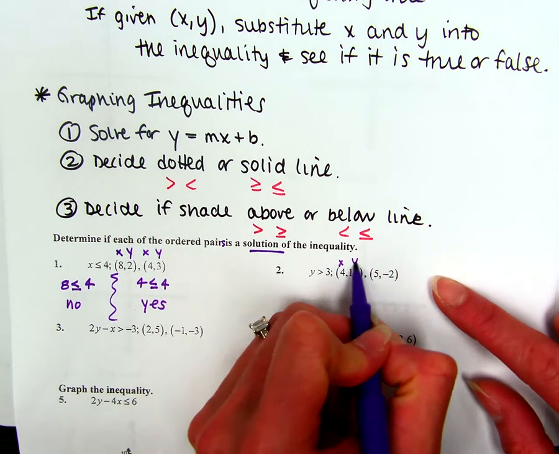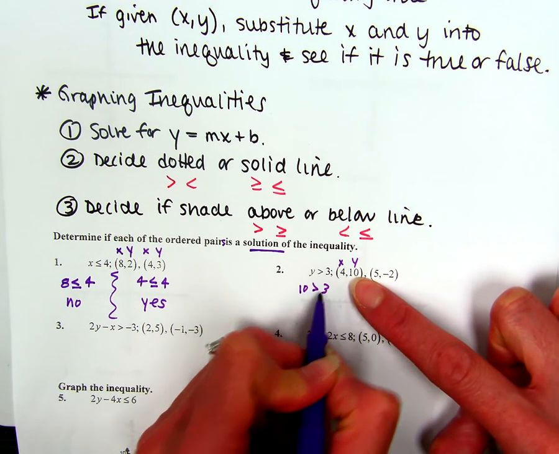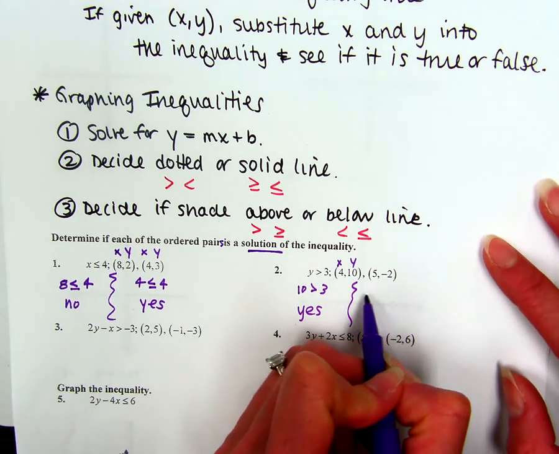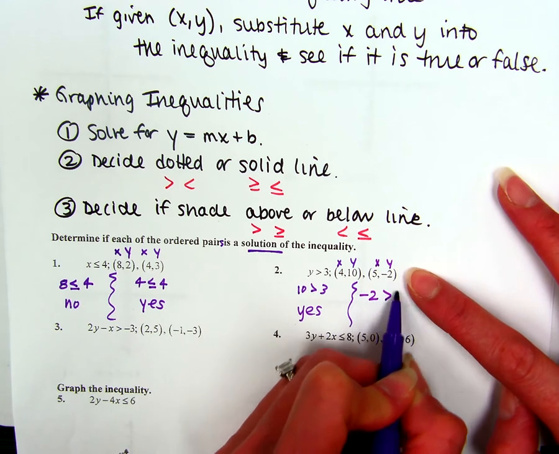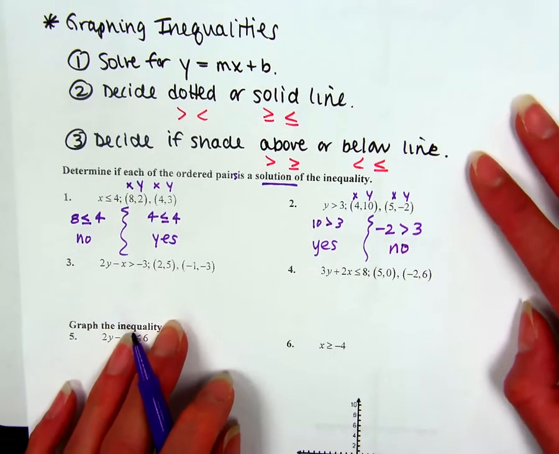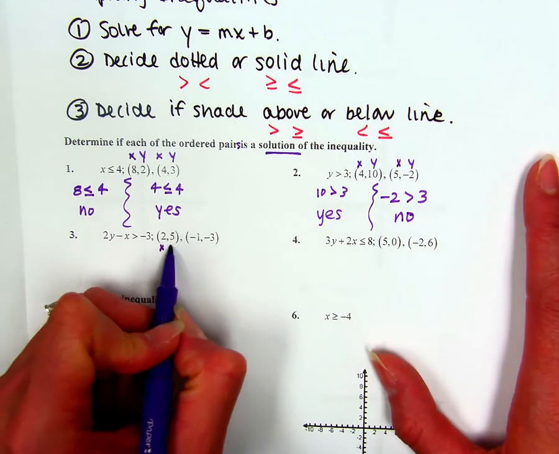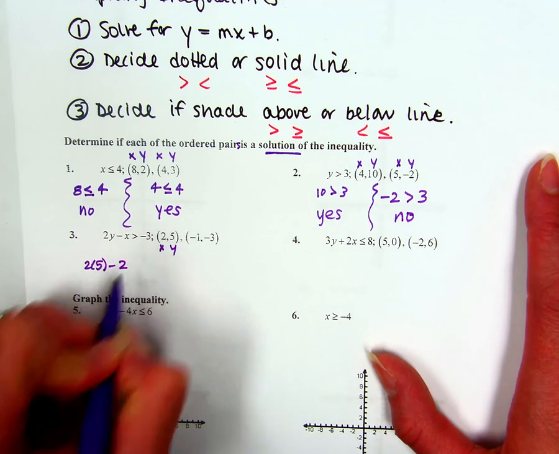So x and y, for this one it's only y is greater than 3. So I just need 10 is greater than 3. That is true, so that's a yes. And then the second part of the question is (5, -2). So I only need the -2 is greater than 3. That's a no. So some could be both yeses, both no's, one of each. It doesn't really matter.